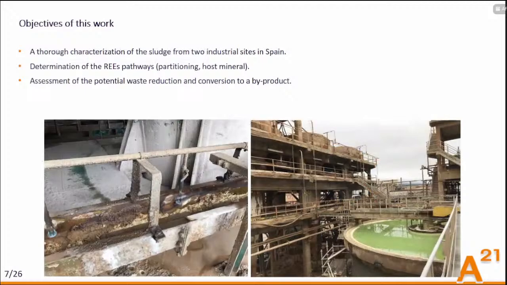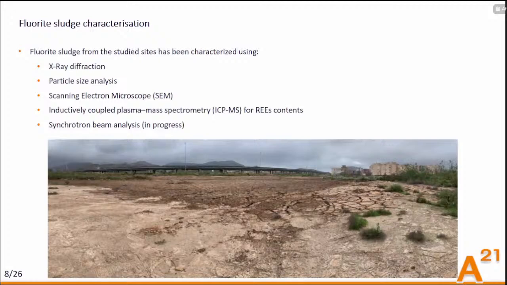So the main objectives of this work were to characterize the fluoride sludge from these two sites, determine the pathways of the rare earth elements, whether they go to the solid or the liquid, and in which minerals they are actually available, and to assess some of the potential waste reduction and try to convert it to a byproduct.